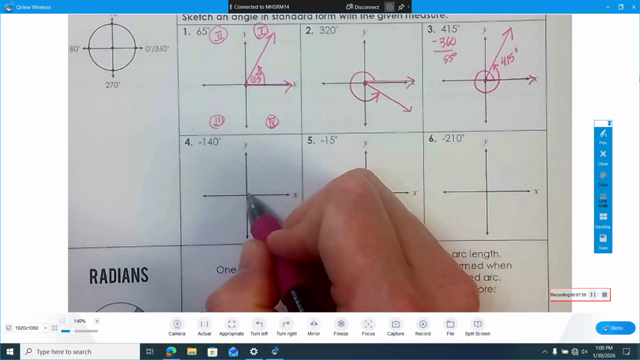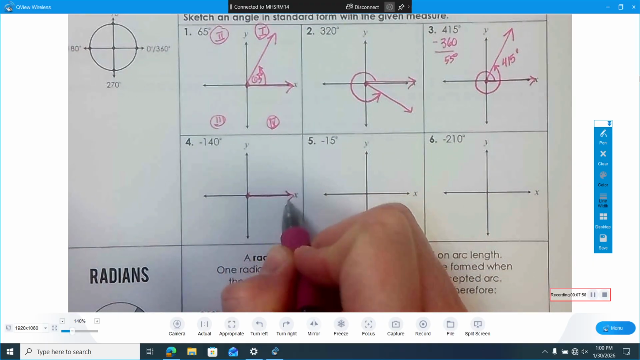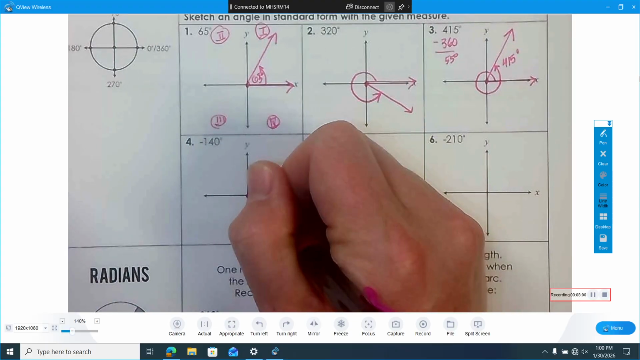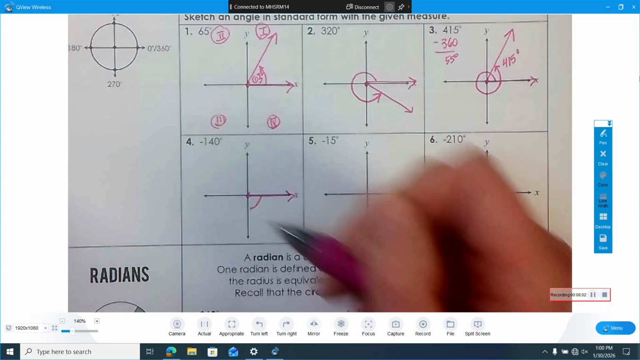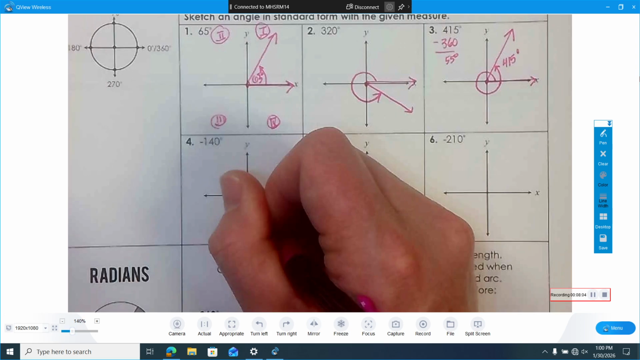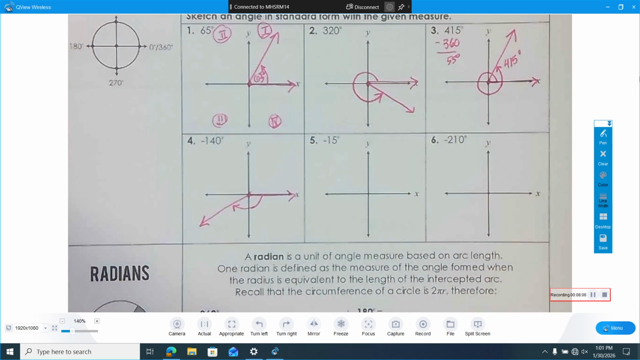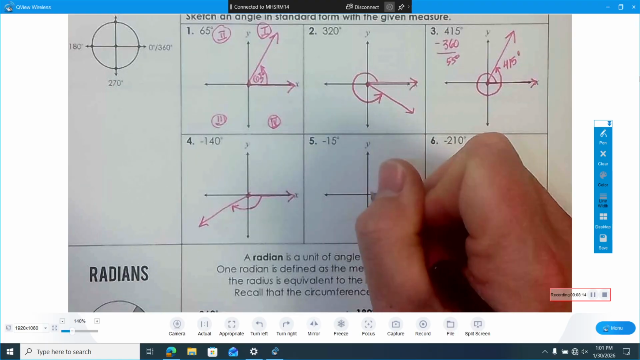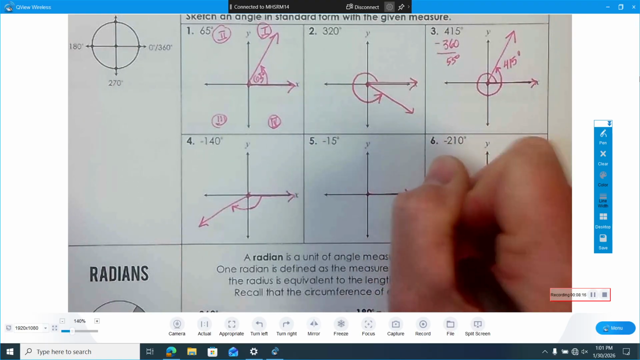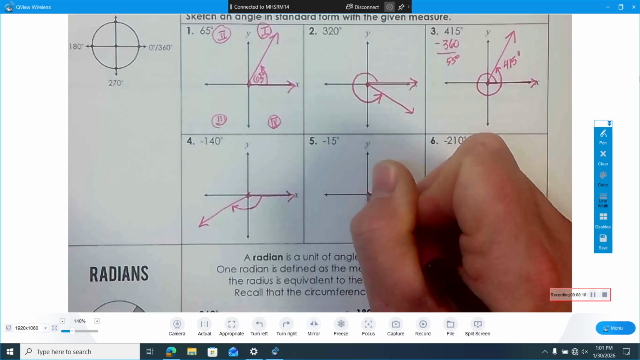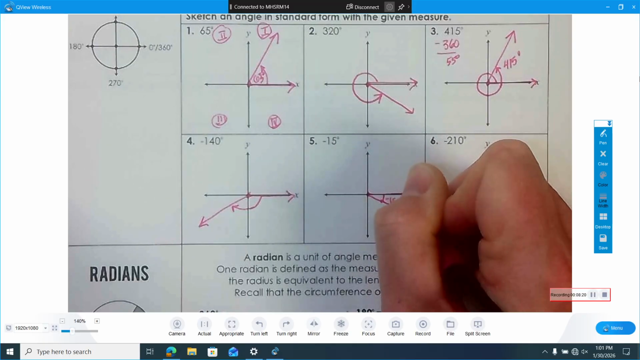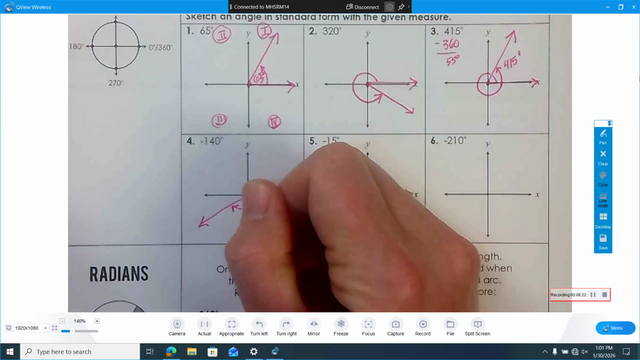Okay. What about negative 140? It goes the opposite way. We still begin on the positive x-axis, but our rotation is now downward. And let's see, that's 90 and 140 would be, I don't know, about right there. So this is terminating in quadrant 3. So terminal side in quadrant 3. What about negative 15 degrees? Just a little bit. It's just a little baby. Yeah, negative 15 degrees. Okay.